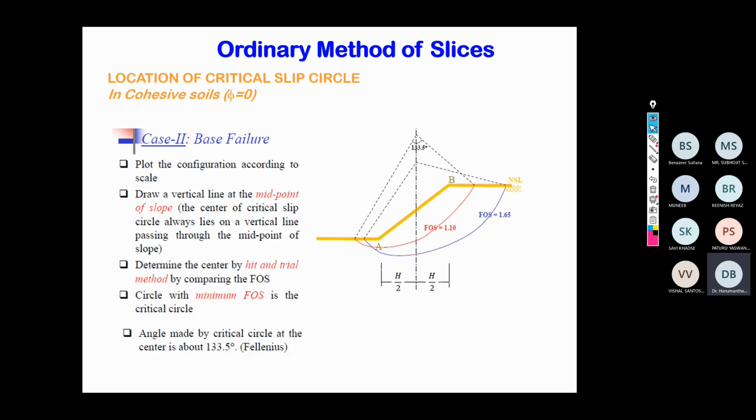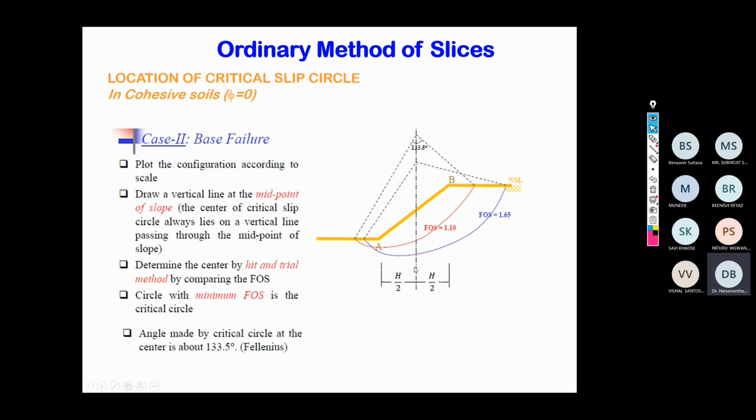So, having seen how to identify the center of the circle in the case of the toe circle, now let us consider the base circle. So this is the base failure model.